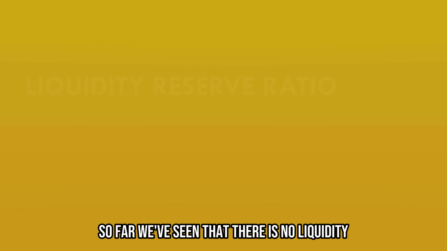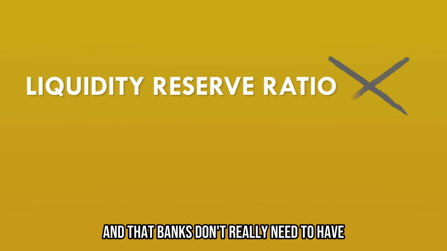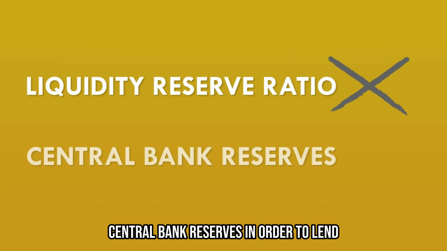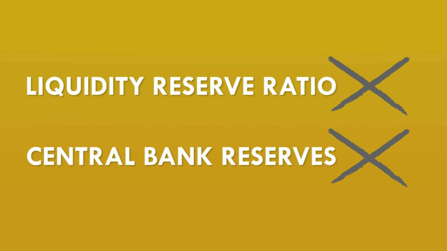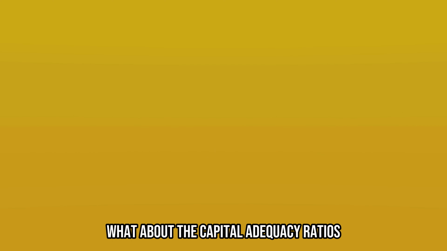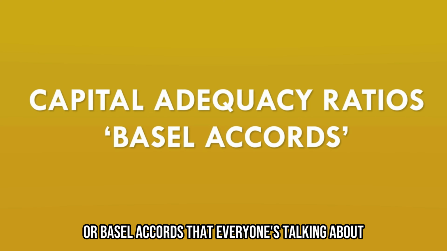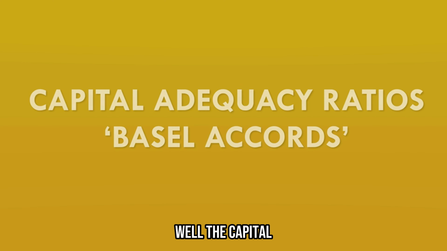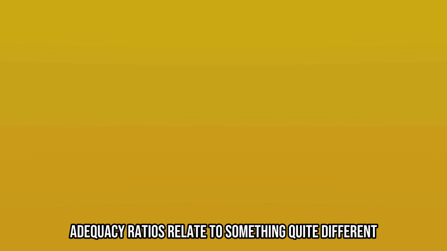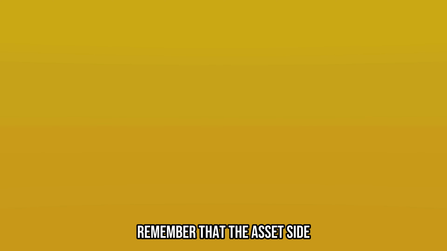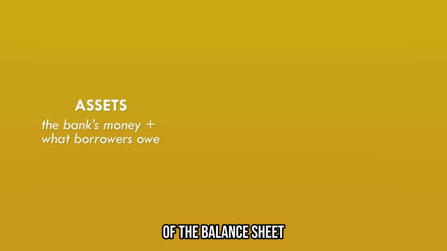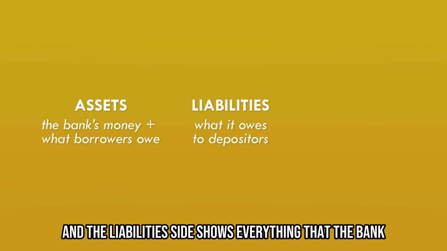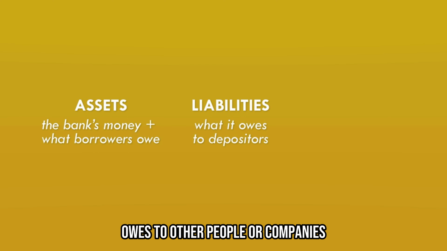So far, we've seen that there is no liquidity reserve ratio, and that banks don't really need to have central bank reserves in order to lend. What about the capital adequacy ratios, or Basel Accords, that everyone's talking about? Well, the capital adequacy ratios relate to something quite different. But to understand why, we need to look at the balance sheets again. Remember that the asset side of the balance sheet shows everything that the bank owns, including all its loans and mortgages, and the liabilities side shows everything that the bank owes to other people or companies.